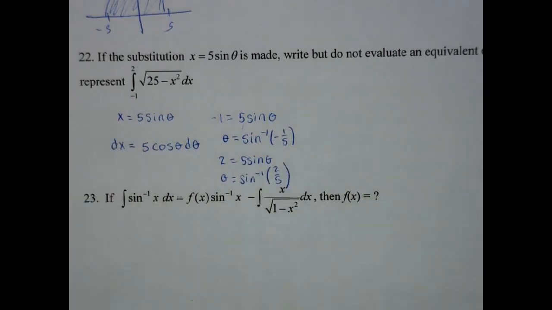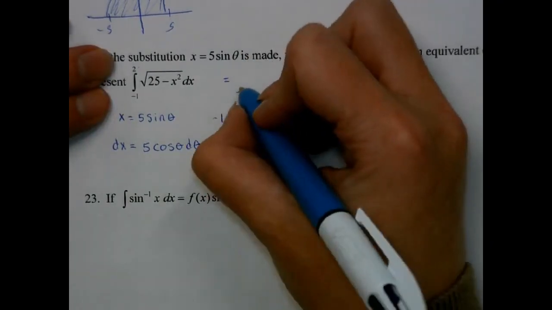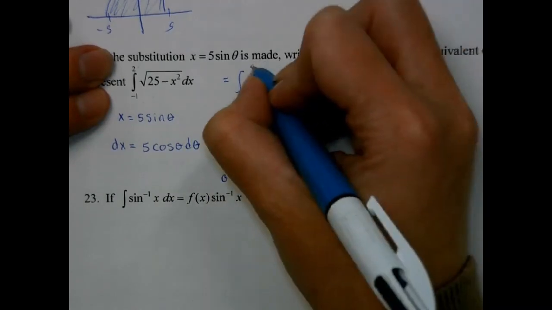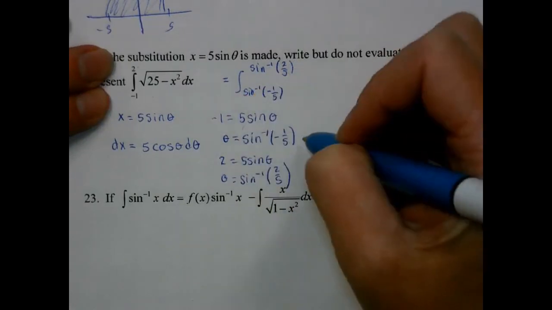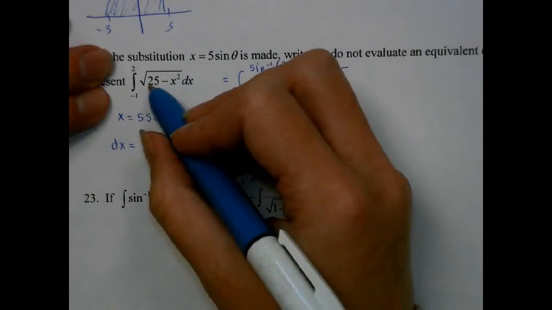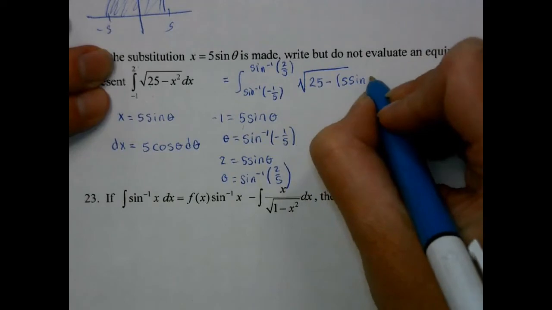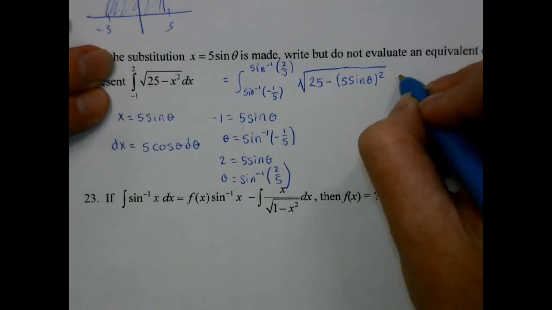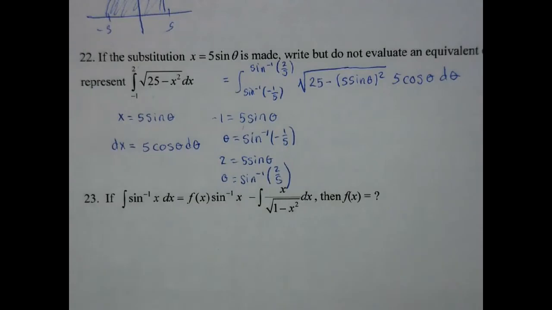And then we'll make all of our replacements. So my new limits of integration are the integral from sine inverse of negative 1/5 to sine inverse of 2/5, of the square root of 25 minus 5 sine theta squared. And then dx gets replaced with 5 cosine theta d theta. So that's how we do our trig substitution, but we are going to leave it just like that.